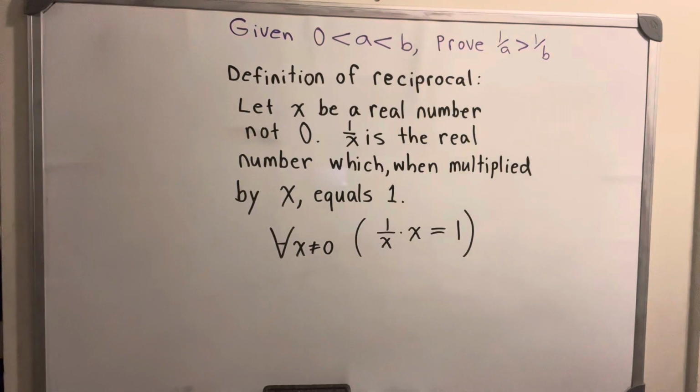Here's where I formally state what a reciprocal is. I said let x be a real number not equal to 0. Then when I write 1 over x, I mean the real number which, when multiplied by x, equals 1. So for all x not equal to 0, 1 over x times x equals 1.